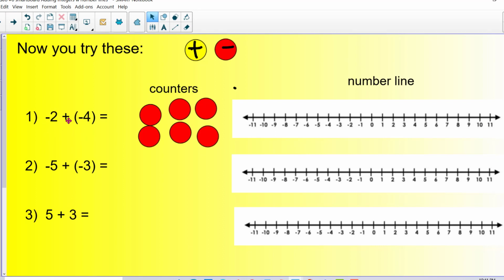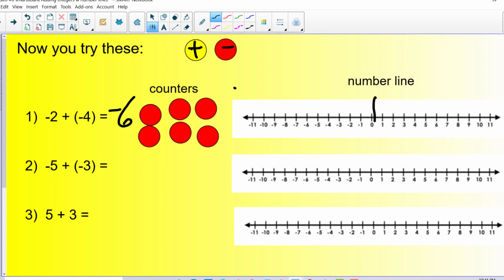We will do this first one together just for extra practice. Again, here's your counters. You started with 2 negatives, then it said put on or add 4 more negatives, 1, 2, 3, 4. What do we have as a result? What's our answer? It is -6. Now let's do this with the number line. Yes, I know, even though you know the answer, I want you to practice with the number line.